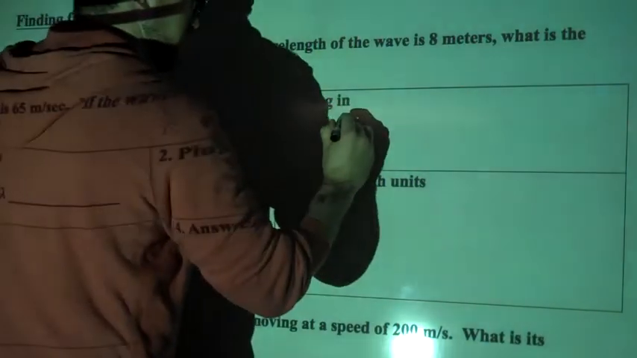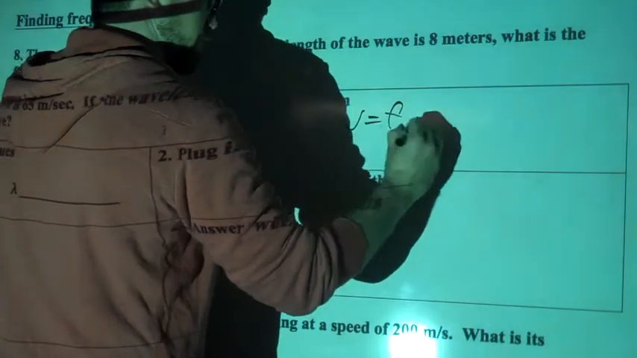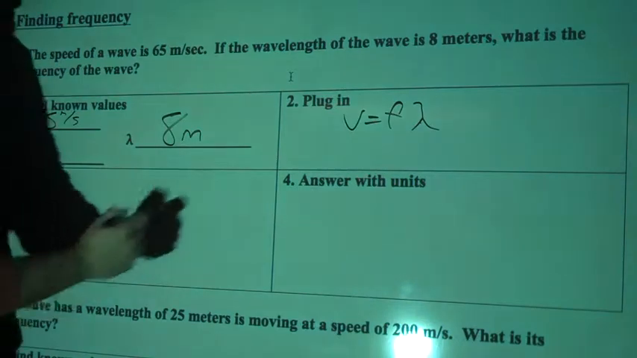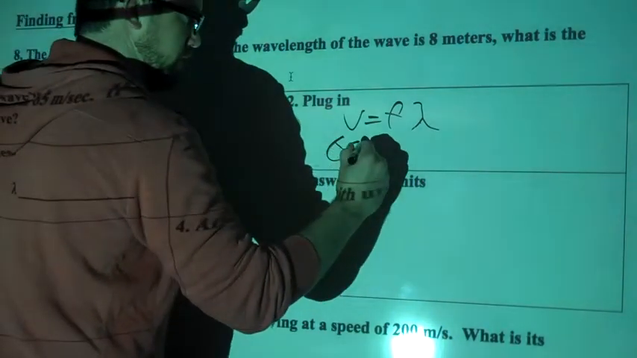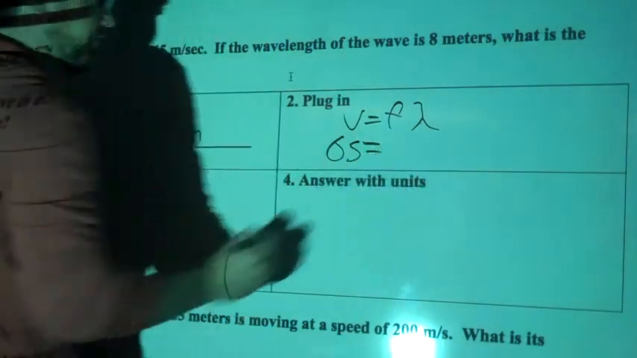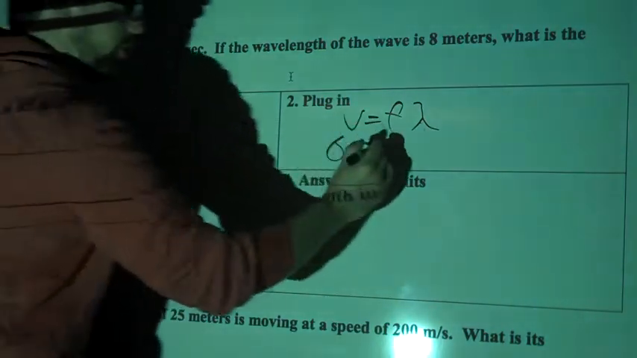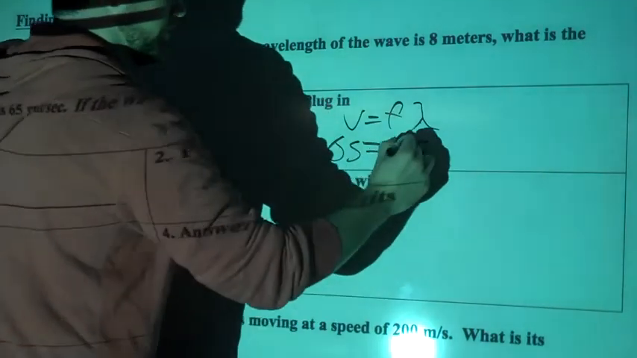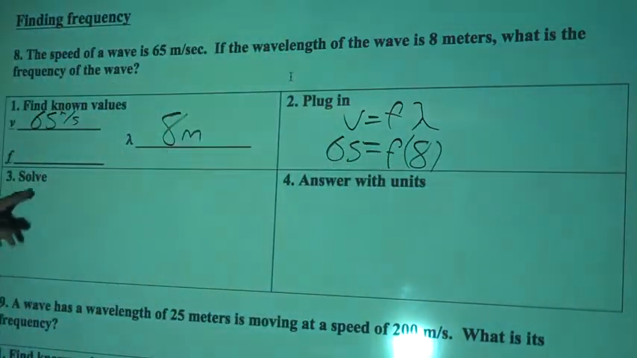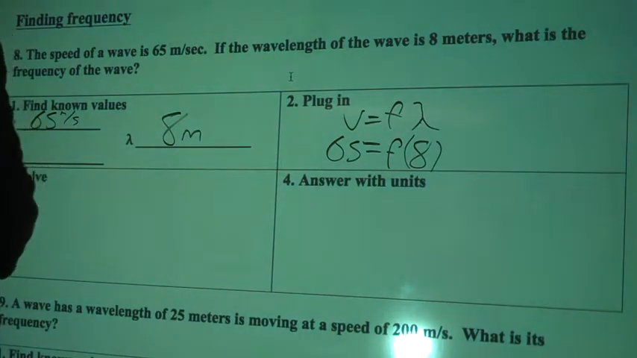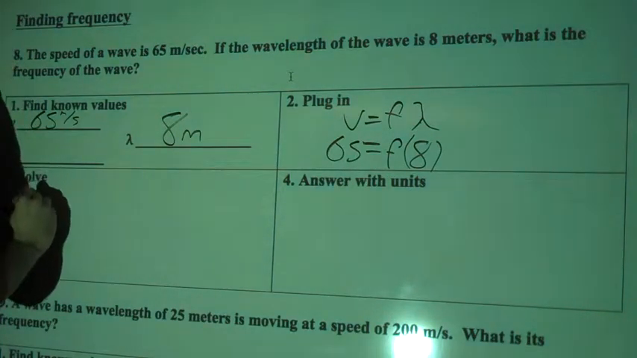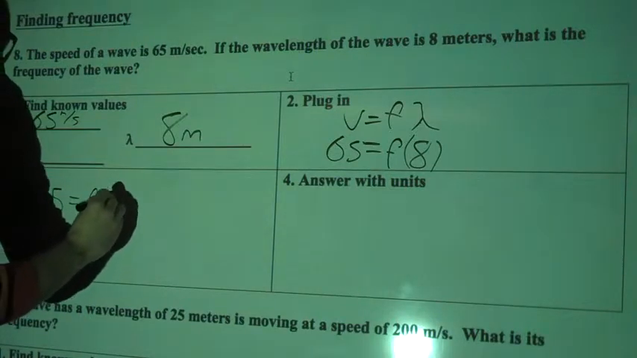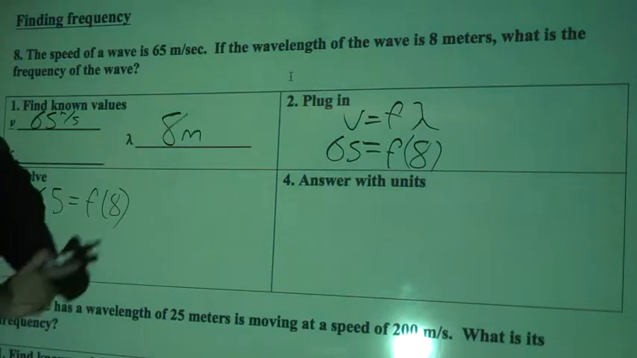So we've got velocity, or v, equals frequency times lambda. Okay, my velocity is 65 meters per second, so 65, and that equals, we don't know our frequency, but I do know that lambda is 8 meters, the wavelength. I'm going to put that in parentheses. So let's bring that down here so we can use this space to solve that. So I've got 65 equals f times 8.